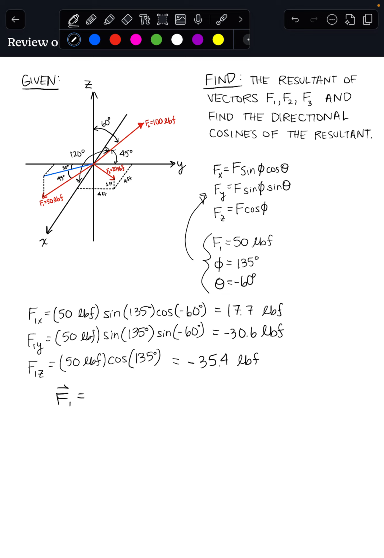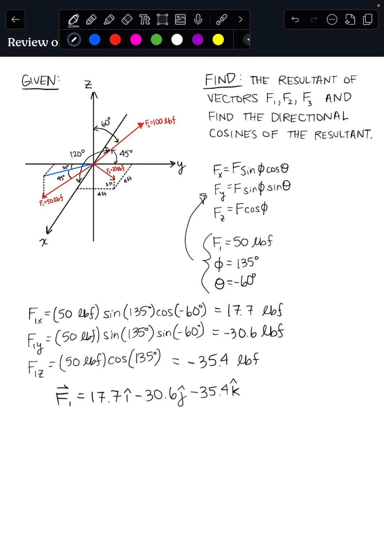So we have our x component, so that's 17.7 i hat. Our y component is minus 30.6 j hat, and our z component is minus 35.4 k hat. Okay, so there's F1. Now we need to do F2.